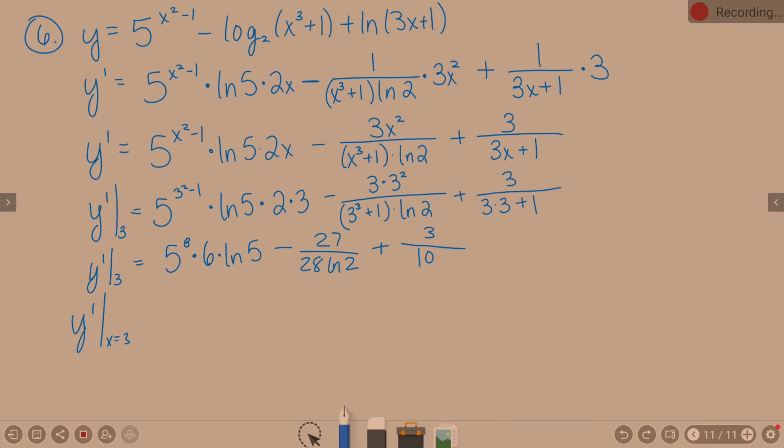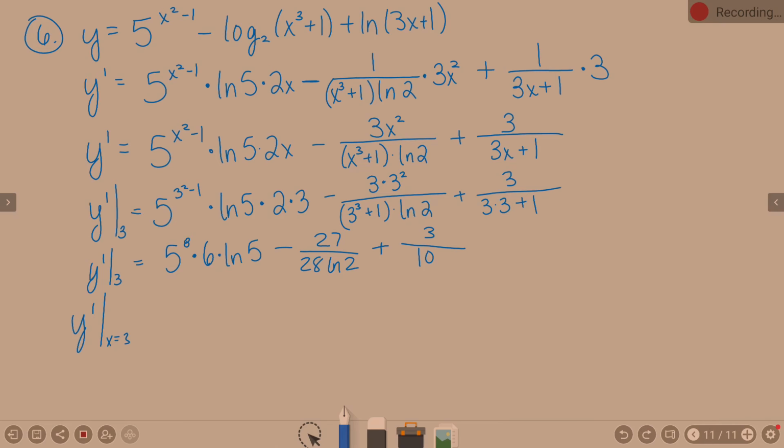The only way you can clean that up and give an exact answer would be to figure out what 5 to the 8th times 6 is. That's the only further cleanup you can do, because 3/10 is 3/10. For an exact answer, you would not plug natural log into your calculator. An approximate answer you could.